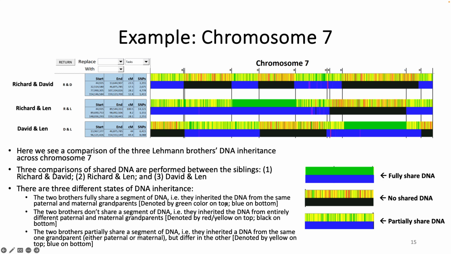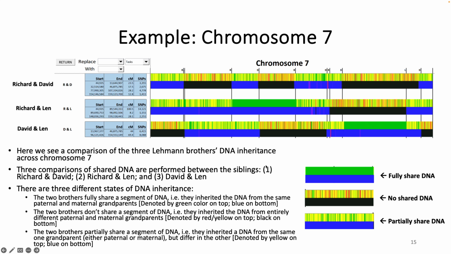So the first state is if 2 brothers fully share a segment of DNA. That would be this blue line on bottom with a green line on top. And what that means, if they are fully shared DNA, is the brothers inherited the DNA from the same paternal and the same maternal grandparents. That segment of DNA is from both the same paternal grandparents and the same maternal grandparents. And so we see sections of this between Richard and Len over here, and we see it between David and Len over here, this blue and the green.